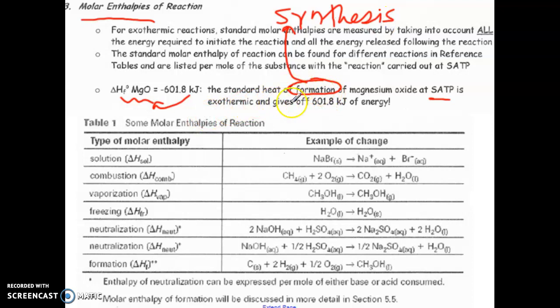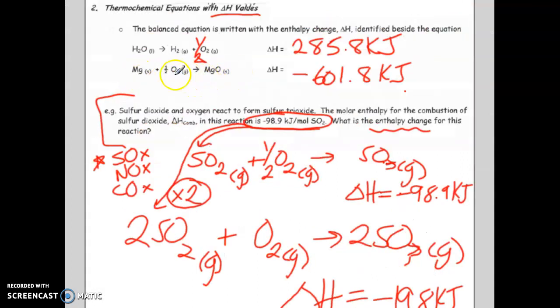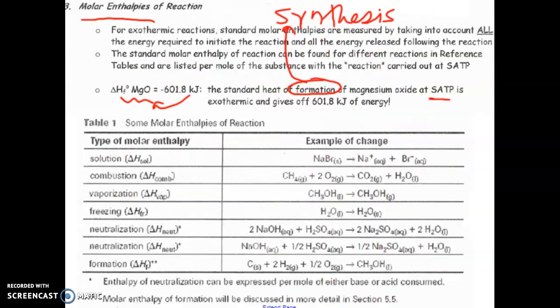So if we're talking about the enthalpy of formation for magnesium oxide, that means that we're basically going to take magnesium and oxygen and do a synthesis reaction for that. And actually, we've already seen that right here. This is a formation reaction for magnesium oxide. So we have essentially it being synthesized from its elements. Okay, so there's many types of molar enthalpies. Molar enthalpy of solution, we've mentioned these already. Delta H of freezing, neutralization, and then here's another delta H of formation.